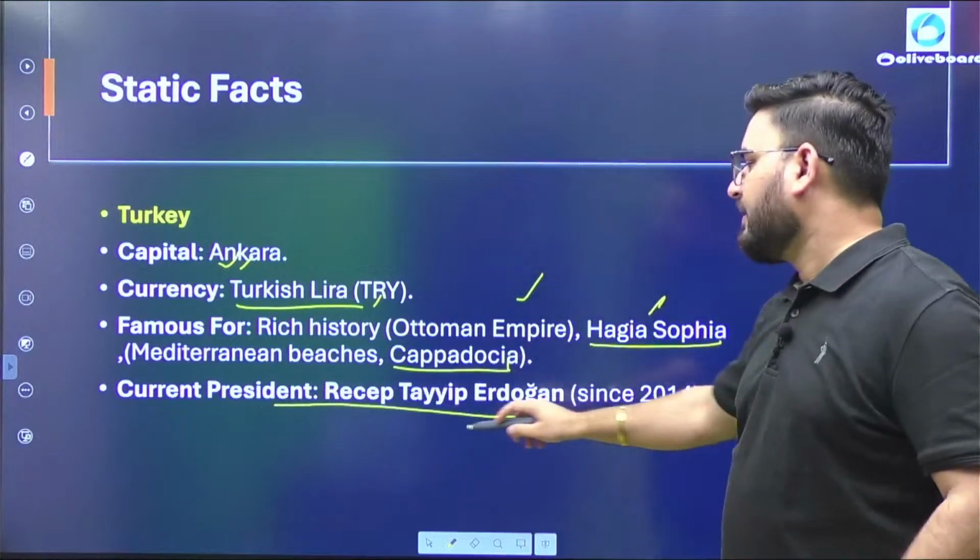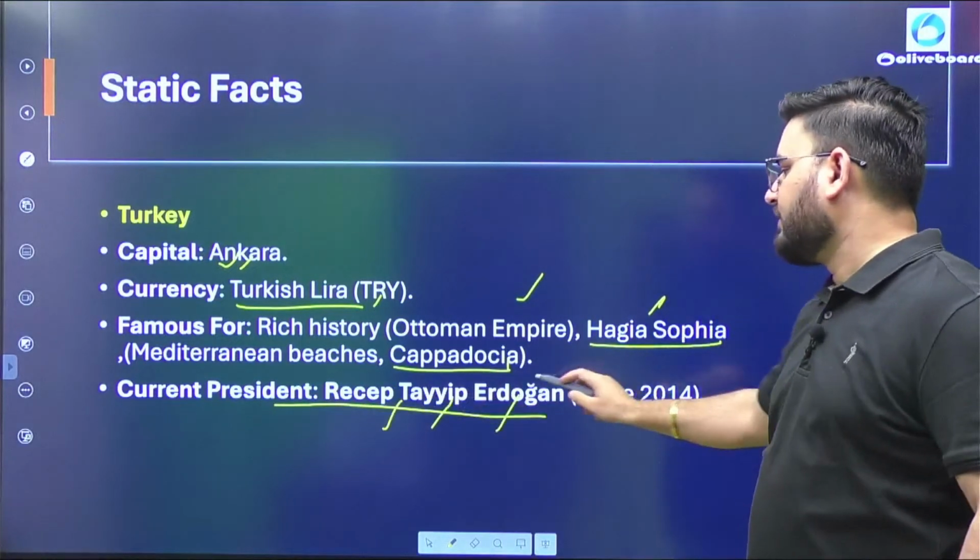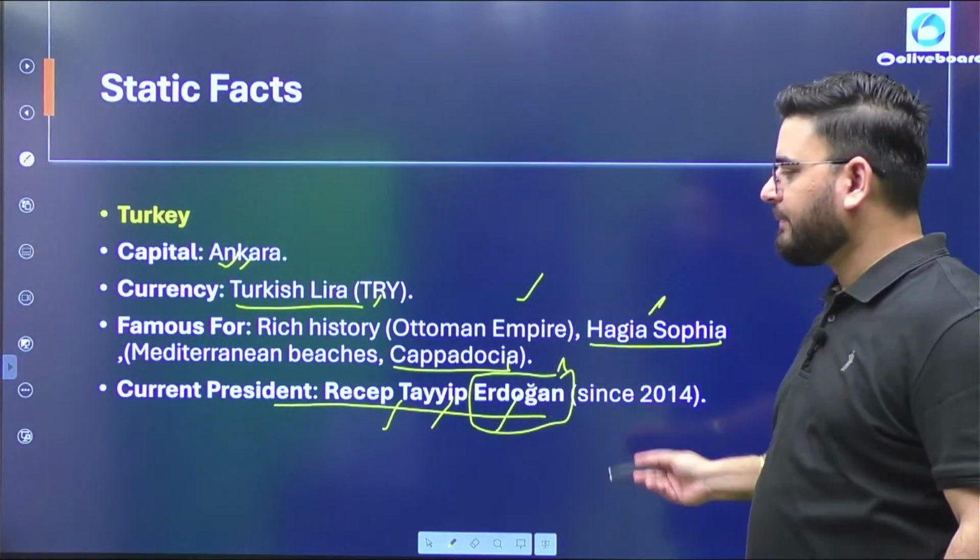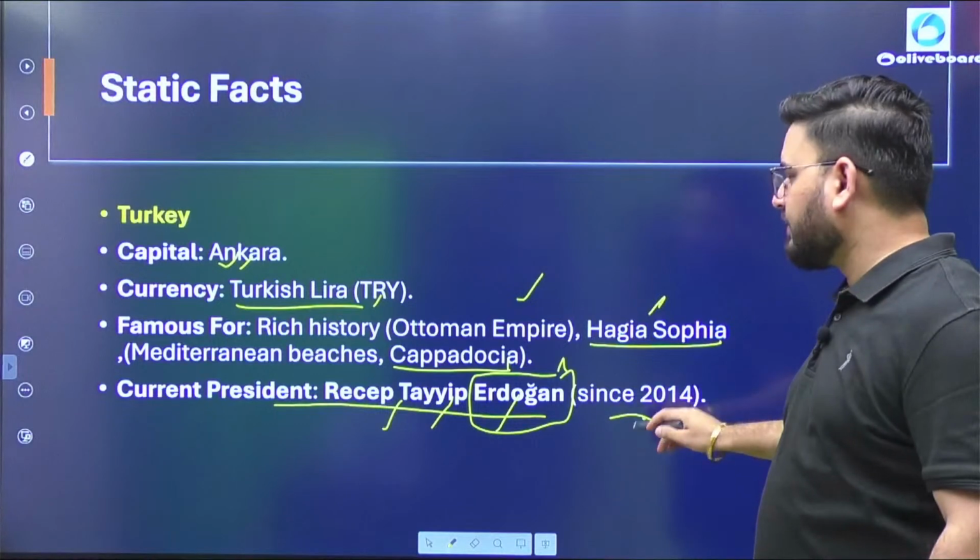The current president is Recep Tayyip Erdogan. Just remember this name, Erdogan. He is the president of Turkey.